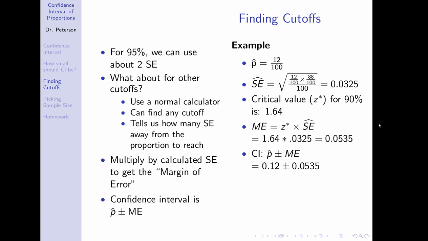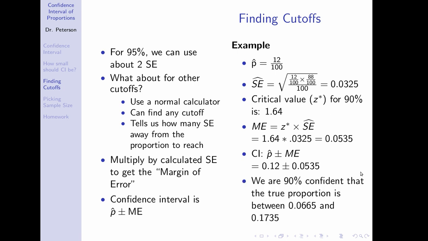To calculate the confidence interval, we do exactly that: 0.12 plus or minus 0.0535. Note this means add it and subtract it. We're going to get 2 different answers for that. So we are 90% confident that the true population proportion is somewhere between 0.0665 and 0.1735. This is how you work through a problem to see how to calculate the confidence interval.